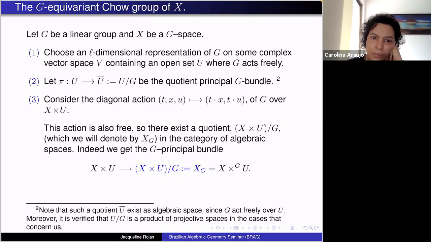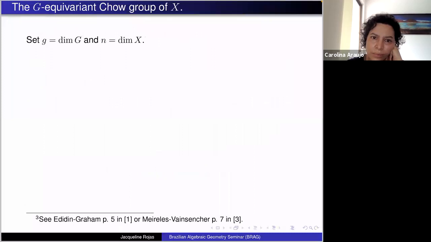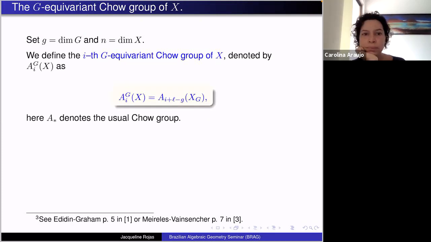This X_G will be the principal object now. Assume that G has dimension g and X has dimension n. Then we define the i-th equivariant Chow group of X as the (i + l − g)-th Chow group of X_G. This is the usual Chow group.